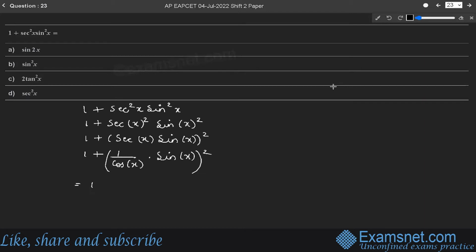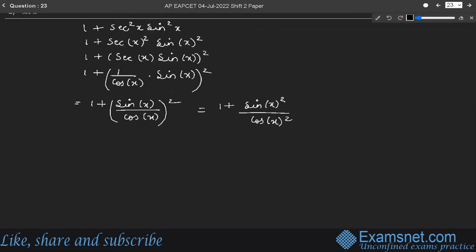Now it can be written as 1 plus sin x divided by cos x whole square, which will be equal to 1 plus sin x square divided by cos of x square. Now we have to take the LCM. So on taking the LCM, this term will be cos x square plus sine of x square divided by the LCM, which is cos of x square. We know that cos x square plus sine x square is 1, or we can say that cos square x plus sine square x is equal to 1.